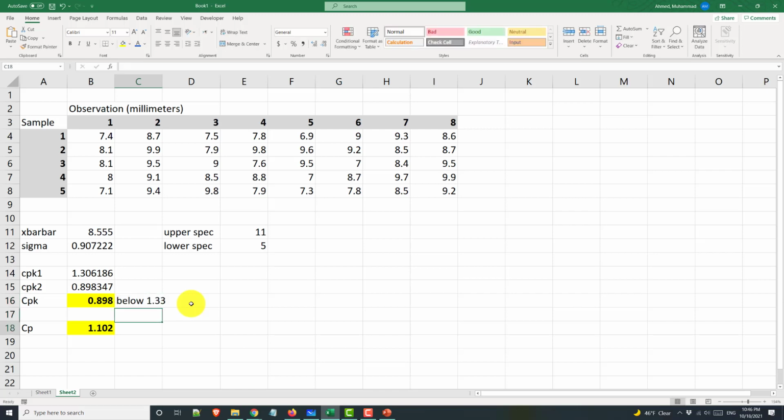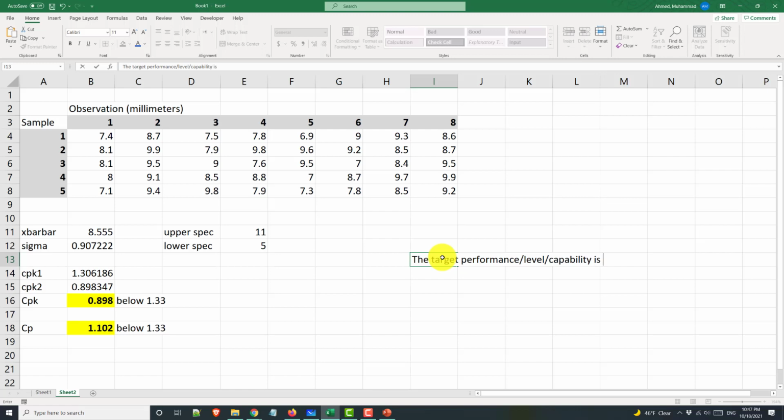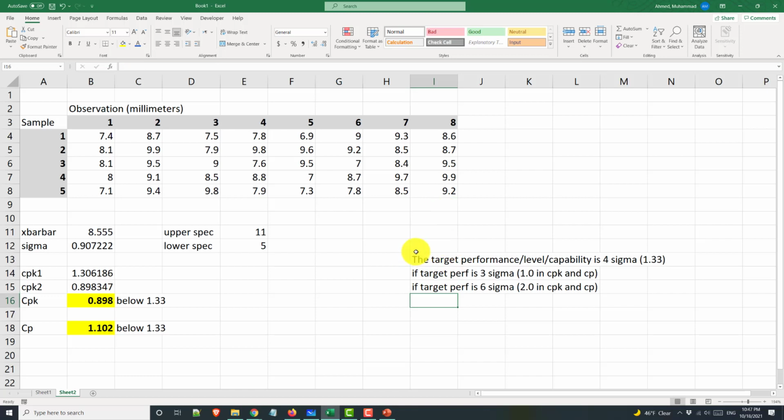So this is below 1.33. This is below 1.33. The process is not capable, right? In the text, the question could specify what the target level is. So the target performance or level or capability is 4 sigma. That means 1.33 CP/CPK. Okay, if target performance is 3 sigma, that means 1.0 in CPK and CP. Okay, if target performance is 6 sigma, that means 2.0 in CPK and CP. And you have a slide that tells you these levels. So you always compare with your target level when you're deciding whether the process is capable or not.